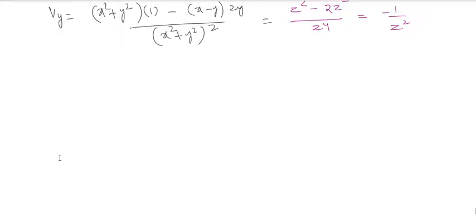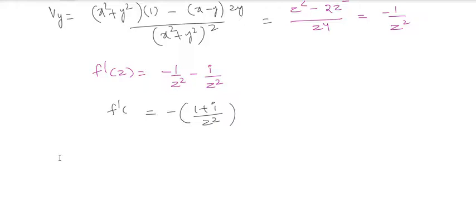So now I will represent this as f dash z. What is your f dash z? This is minus 1 by z square minus i into 1 by z square. That I am just replacing. So if I take it as common, this will be minus 1 plus i divided by z square. This is your f dash z. Now for this, I have to do the integration.